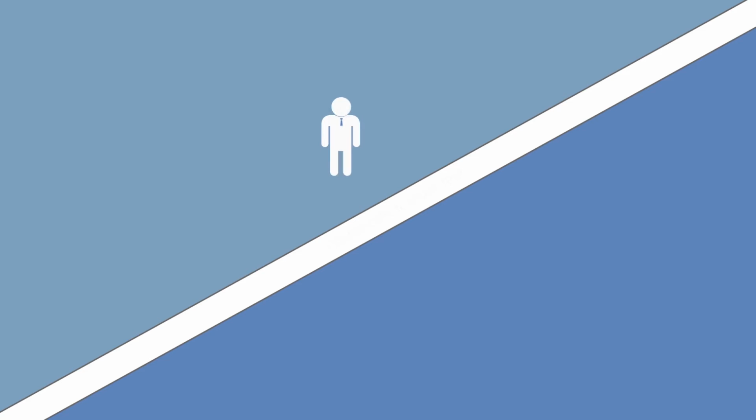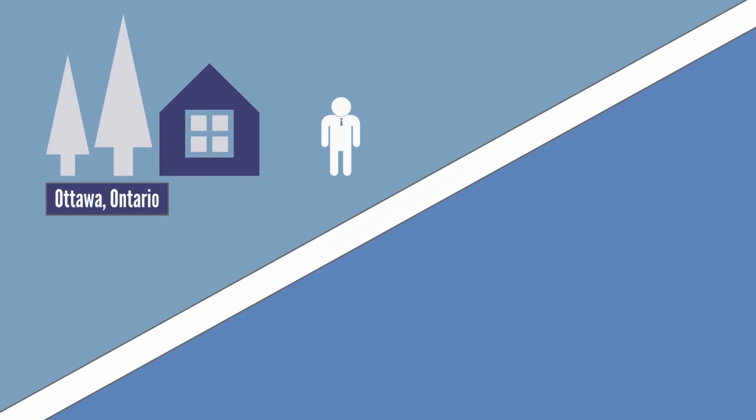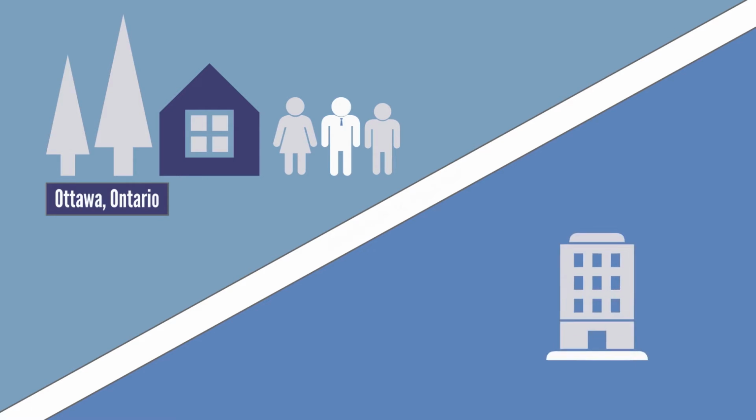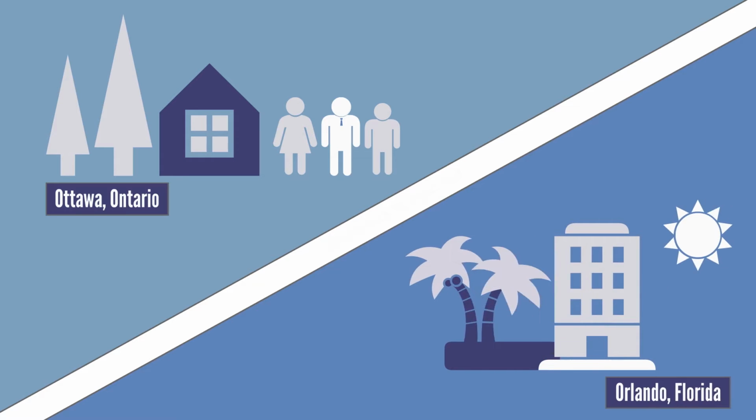Justin Trudeau, a Canadian resident who lives in Ottawa, Ontario. He is married to a Canadian with one dependent child who is 17 years old. He is the sole owner of a rental property in Orlando, Florida.